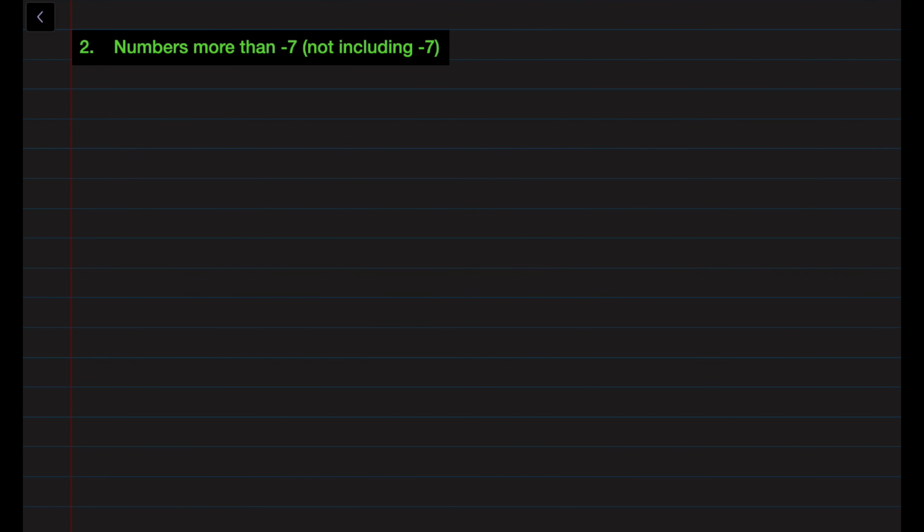For question 2, we're looking at numbers that are more than 7 and we're not including 7. So we draw the number line. We have 7, it's not included, and we're looking at numbers that are more than 7. So this would be our answer.